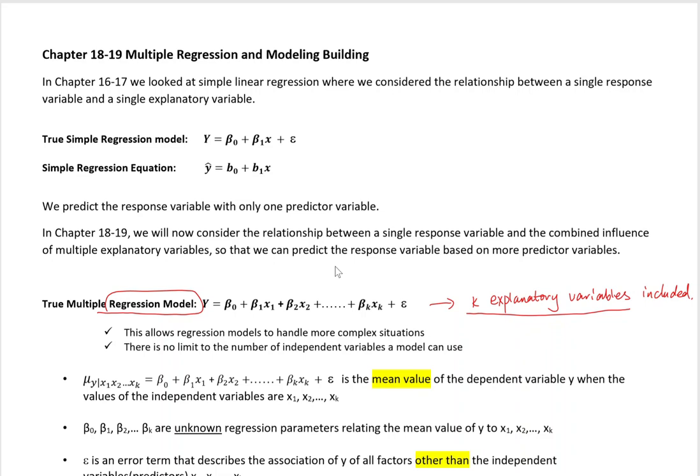Alright, so last chapter we talked about simple linear regression. And next we'll talk about multiple regression. Alright, so let's do a simple review about simple linear regression.